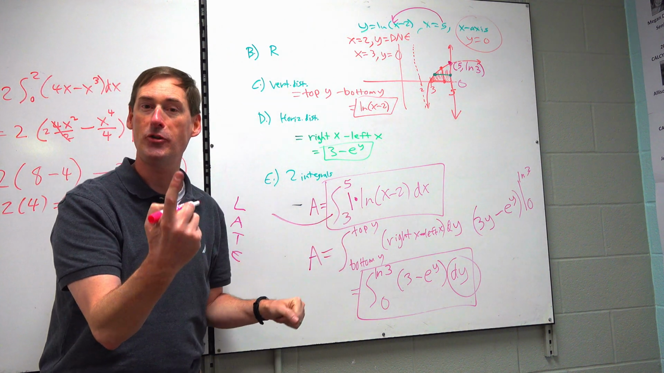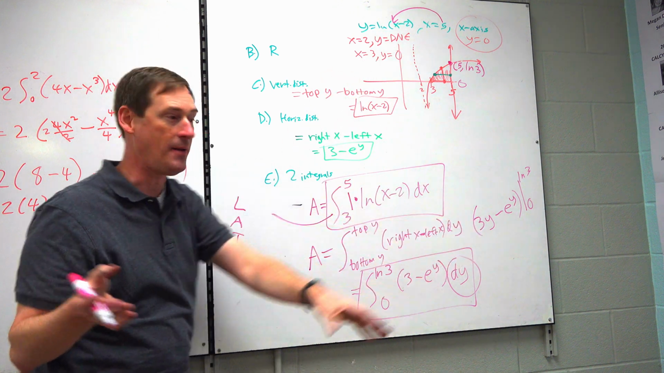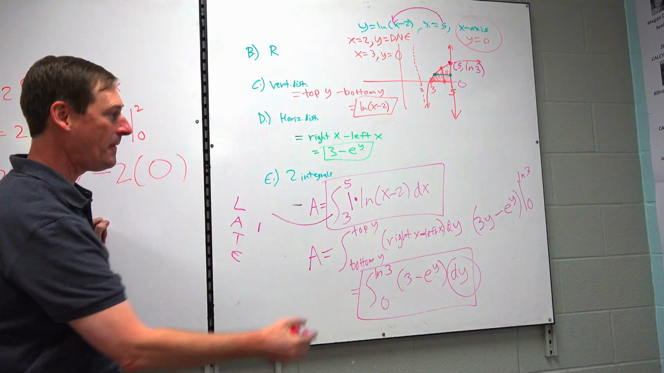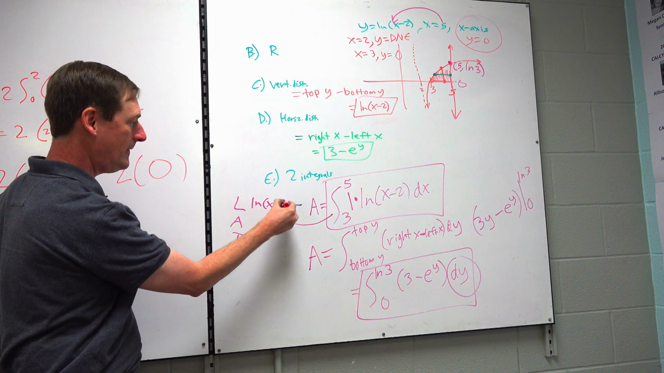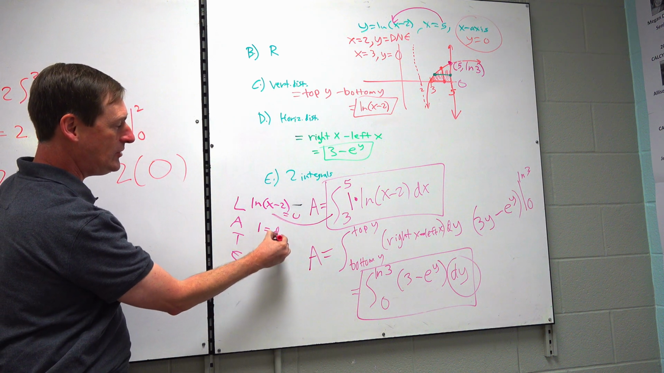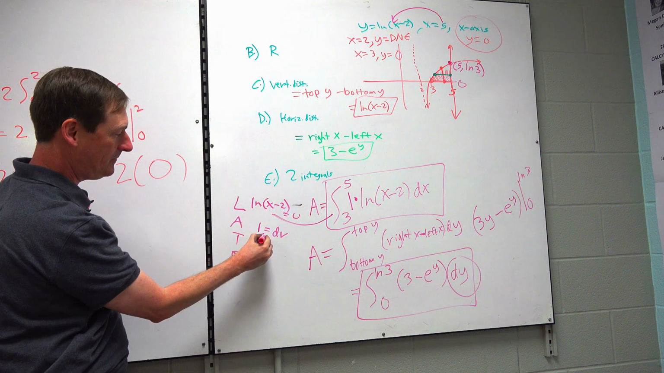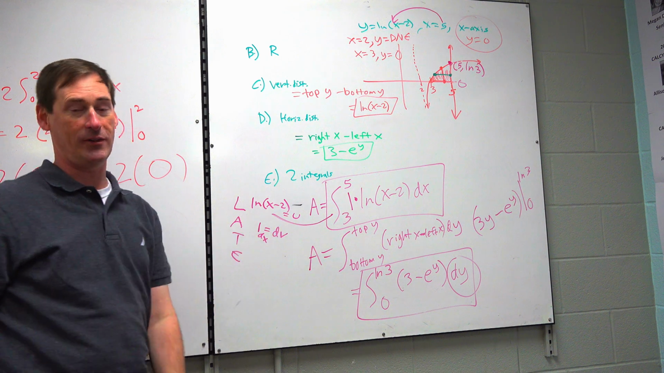1 is algebraic. It's x to the 0. X to anything is algebraic, right? 1 or x to the 0, algebraic. Natural log is, of course, logarithmic. The higher one is u, and the other one is your dv. So actually the 1 gets the dx. So your dv is dx, and your u is natural log of x minus 2.